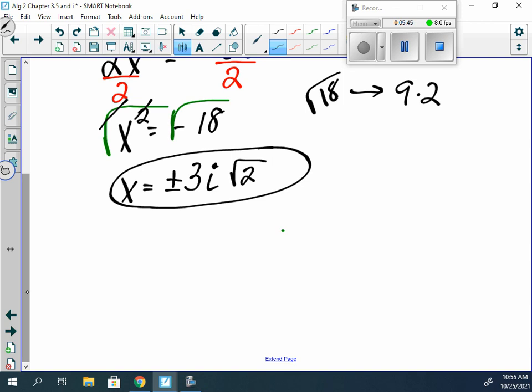Now the yellow calculators, the TI-30XS, will simplify the square root of 18 into simplest radical form. It will do most of them. The only time it won't is if the numbers get too big, then it's going to convert it to a decimal.